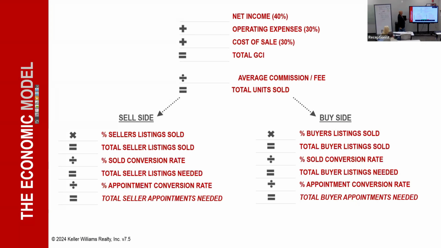So that's all we're going to do, get down to how many. Then we're going to divide that by our average commission or fee. In this particular case, 750,000 is the number that we need to get to 300,000. If 750,000 is the number we need and our average commission or fee is $10,000, how many houses would we have to sell?